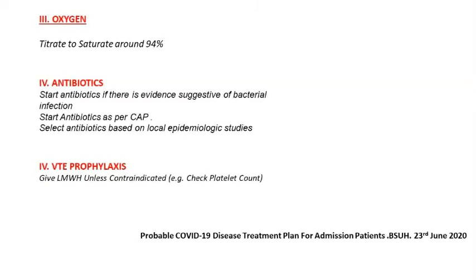The next line, which is the fifth line of treatment, is venous thromboembolism prophylaxis. We give low molecular weight heparin unless contraindicated, like in very low platelet count, and I have made another specific video to explain thromboprophylaxis, so please watch it.